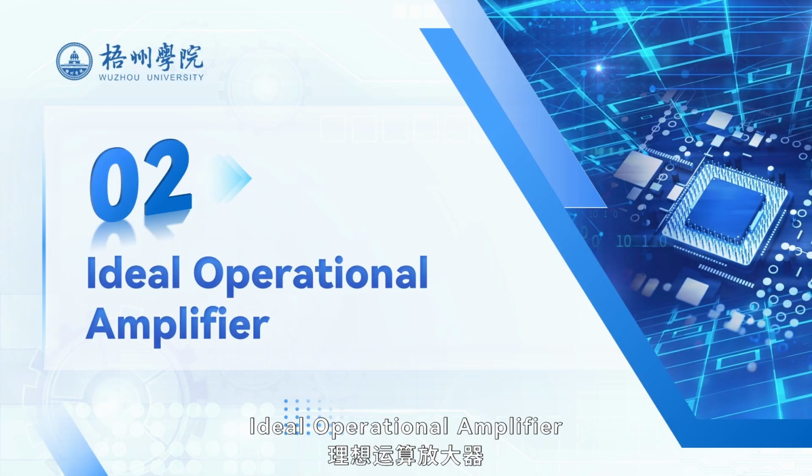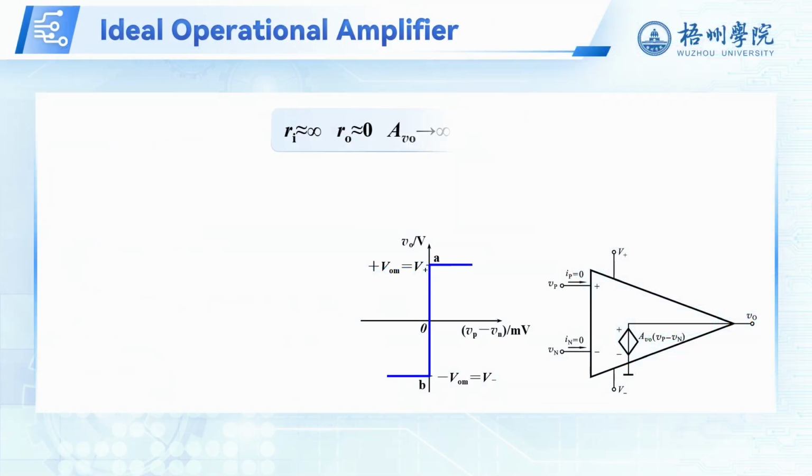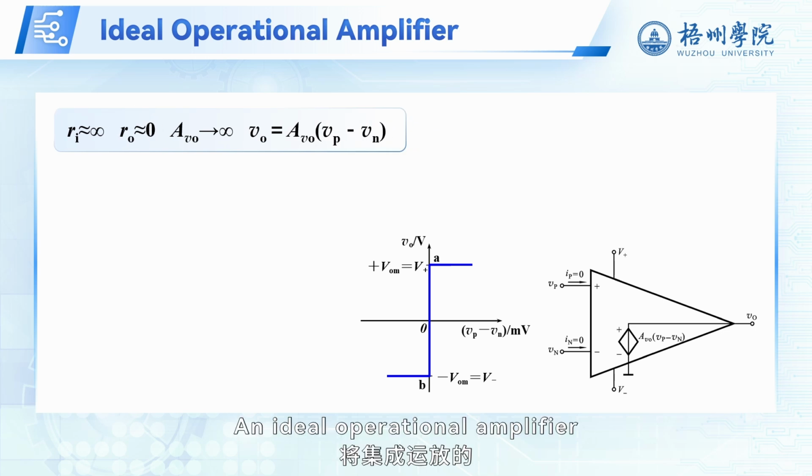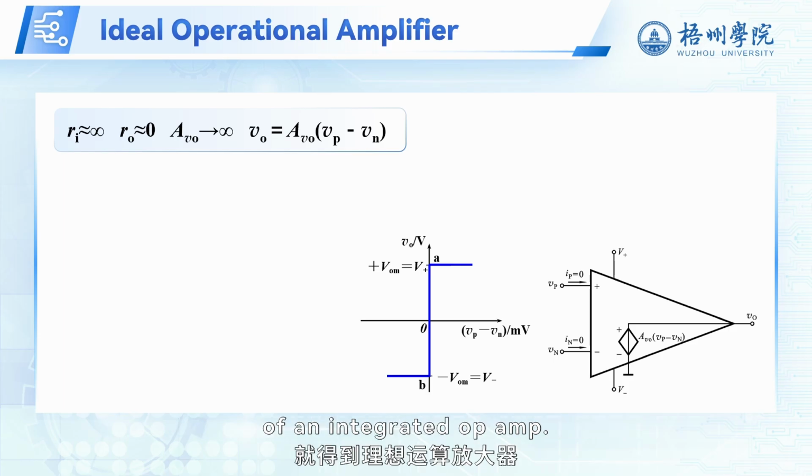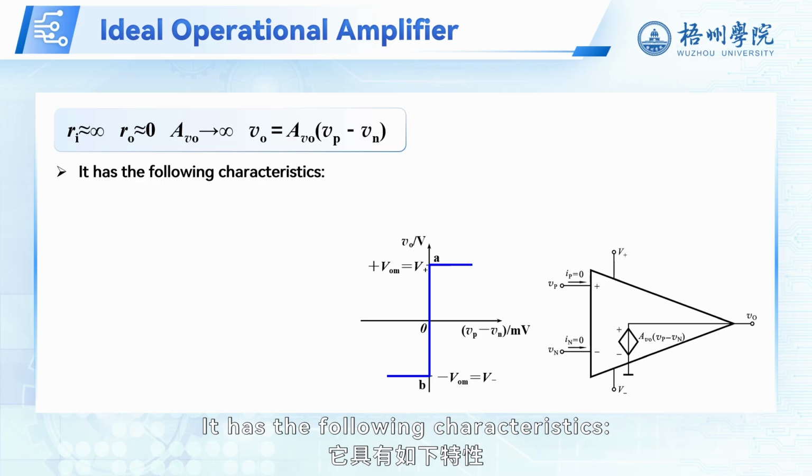Ideal operational amplifier. An ideal operational amplifier is obtained by idealizing each parameter of an integrated op-amp. It has the following characteristics.